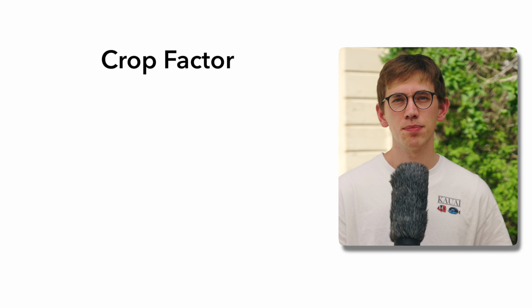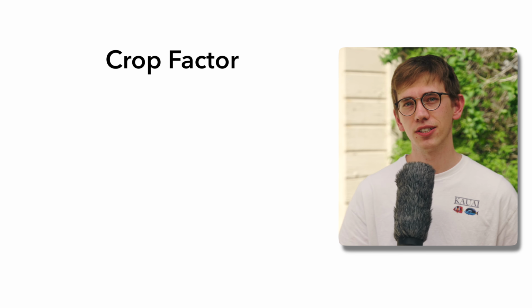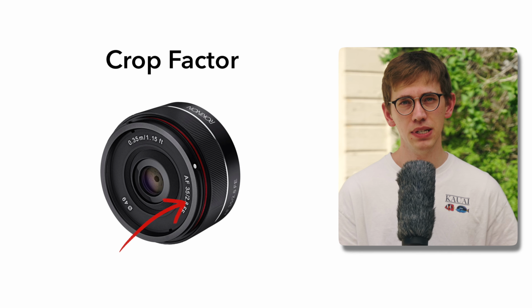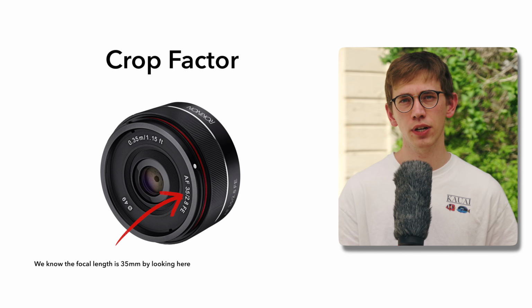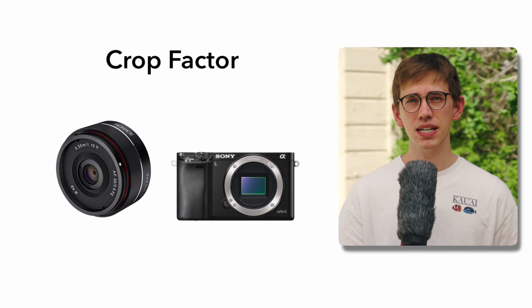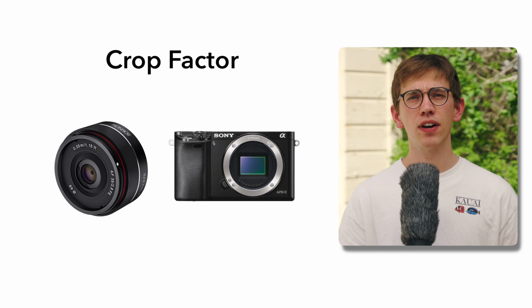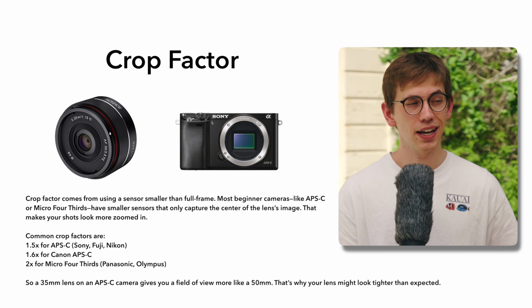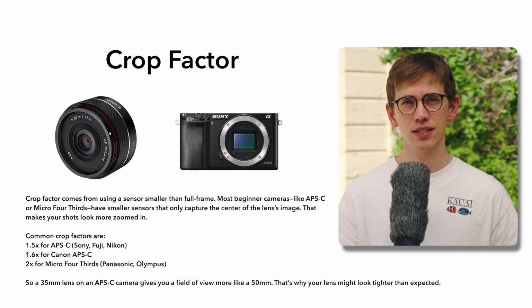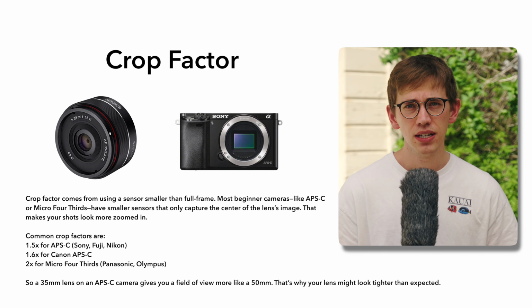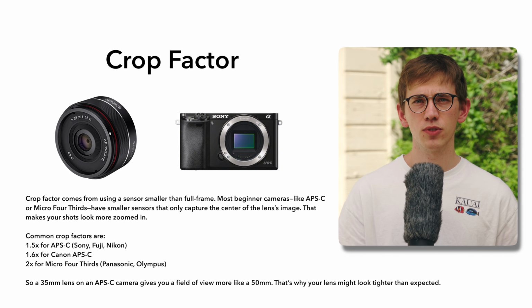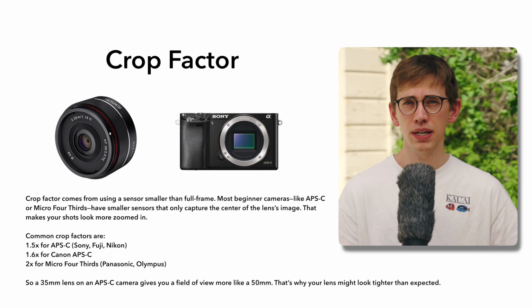Another important aspect is something called crop factor. If you take a 35mm lens that's designed for a full frame camera and put it on an APS-C camera, that 35mm is going to look more like a 50mm lens in terms of field of view. The image will feel tighter, so just keep that in mind while you're picking a lens.